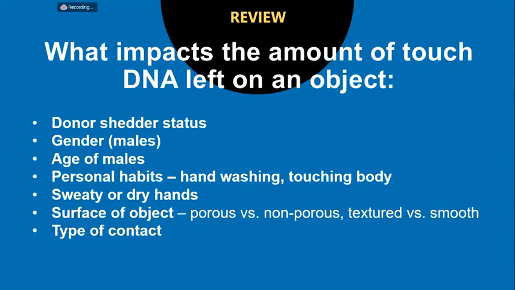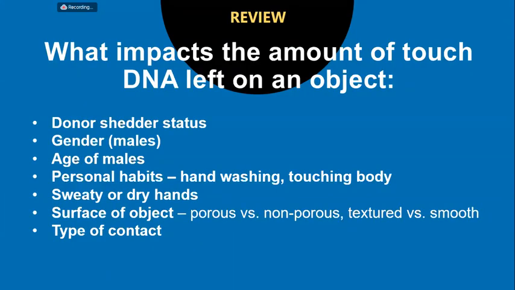There have been a couple research studies that have stated we may not know if this is fairly consistent because other factors may be at play, which I'll go on to later regarding personal habits. But overall, donor shedder status is something that we see as a big impact on DNA left. Gender. Males generally are higher shedders than females. Age of males, younger males between the ages of 20 and 40 are often seen as the highest shedder group. And then personal habits make a difference.